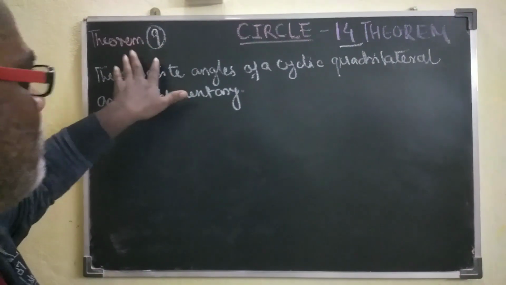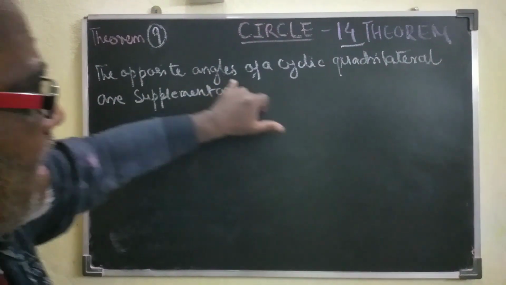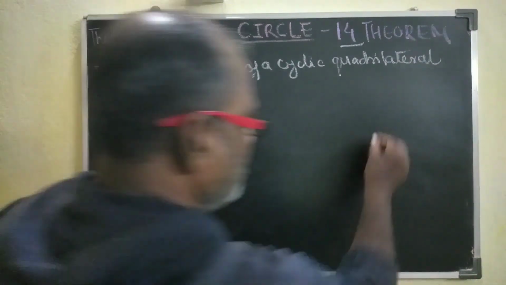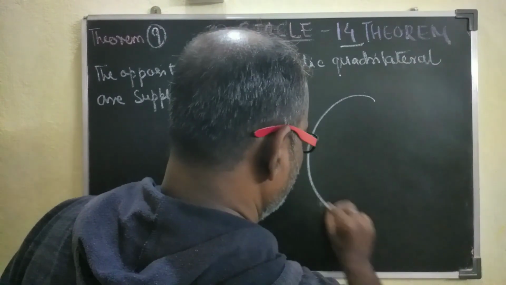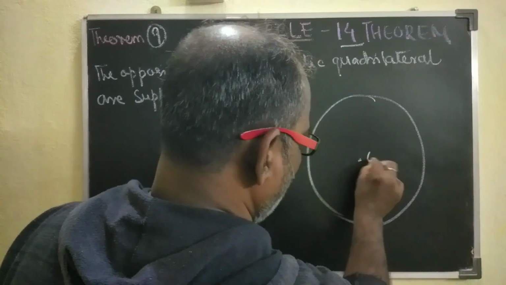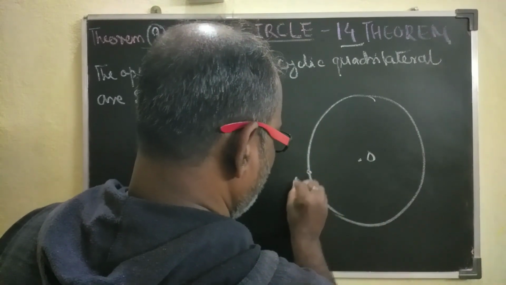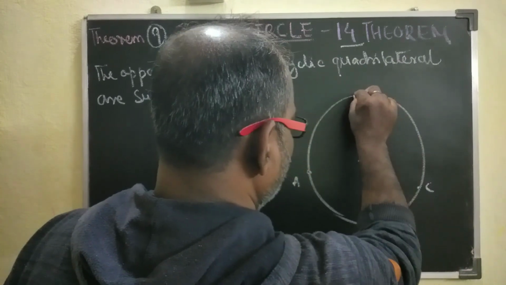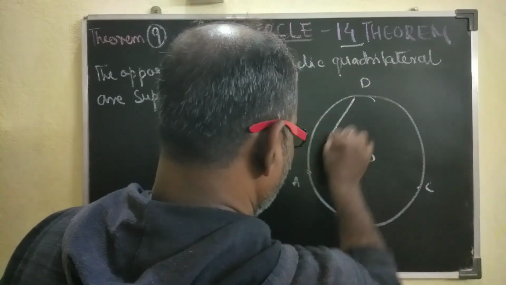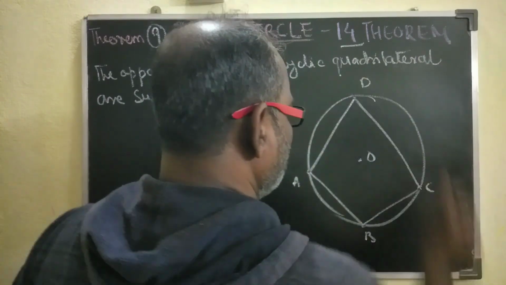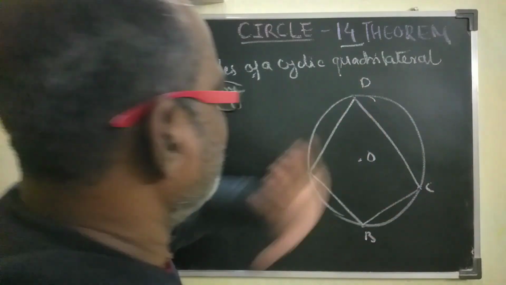One more theorem, theorem number 9. The opposite angles of a cyclic quadrilateral. So what is a cyclic quadrilateral? Let us first draw a circle in this way. This is center O. Let us take A, B, C, D. So this becomes a cyclic quadrilateral ABCD.